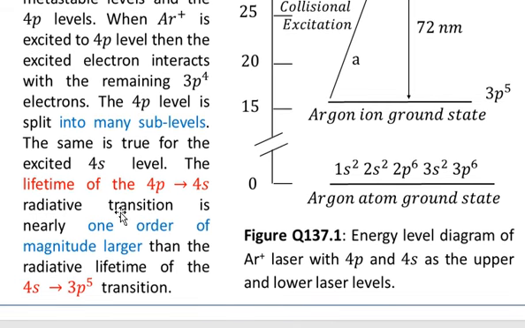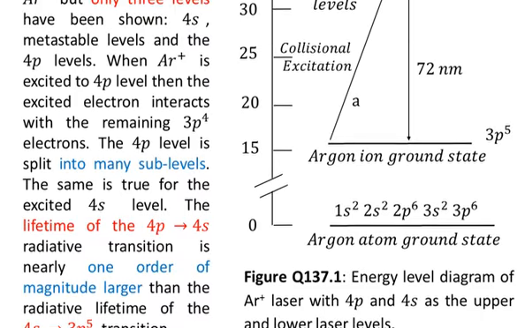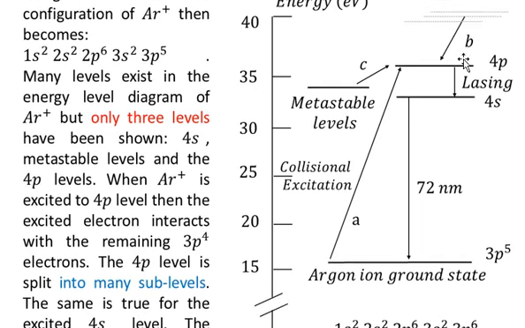Thus, the lifetime of the 4p to 4s radiative transition is nearly one order of magnitude larger than the radiative lifetime of the 4s to 3p5 transition. The lifetime of this transition is very high in comparison with the transition of the 4s to 3p5 sublevels, which means that this 4s level will act as the lower laser level, in the sense that it has a shorter lifetime, whereas the lifetime from the 4p to 4s is one order of magnitude larger.